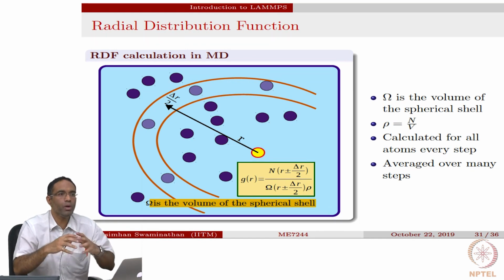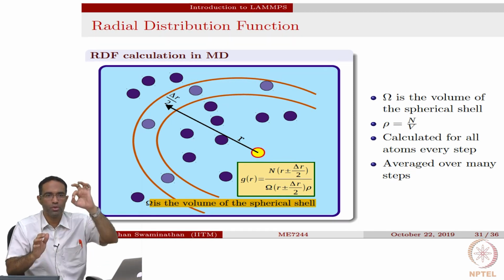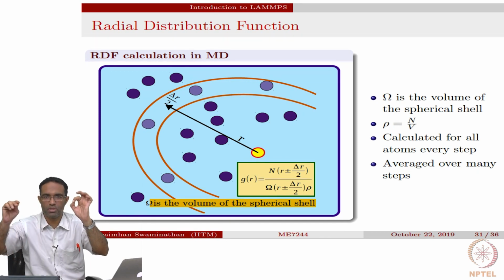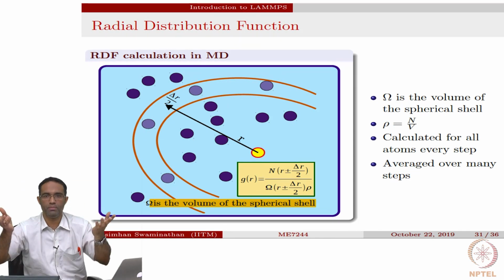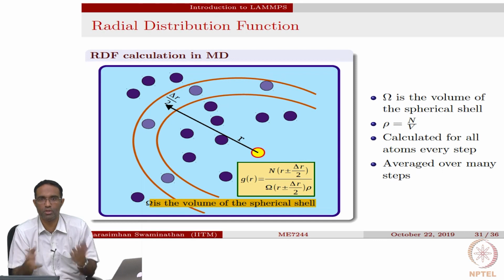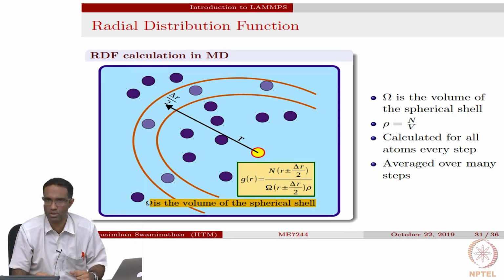Okay, now you do not want to do this just for one atom in your entire sample. What you want to do is, you want to do this for every atom for some distances, and average it over all the atoms and average it over time as well, because all these things could be changing with time since the atoms are oscillating about their mean positions, right?